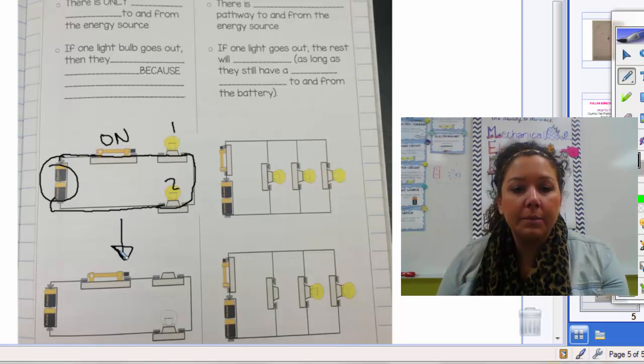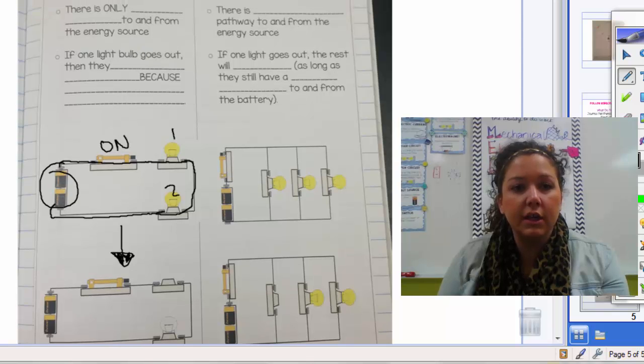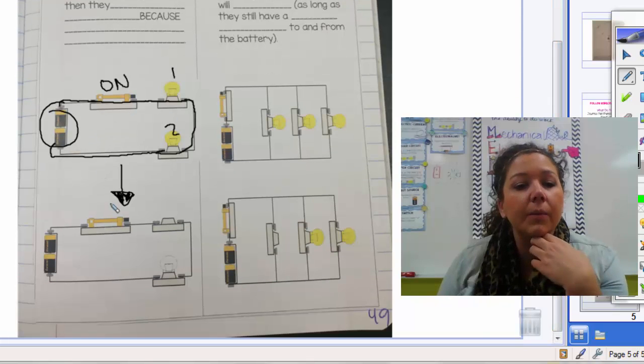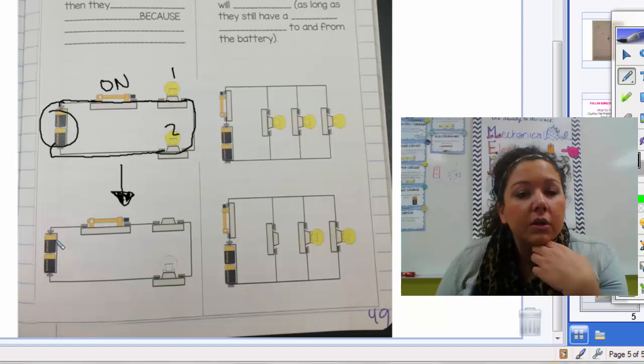Now, look what happens here. Remember, this is a series circuit, and in a series circuit, they're both on the same pathway, just as you saw right here. Here, same picture, same circuit, but they took this light bulb out right here.